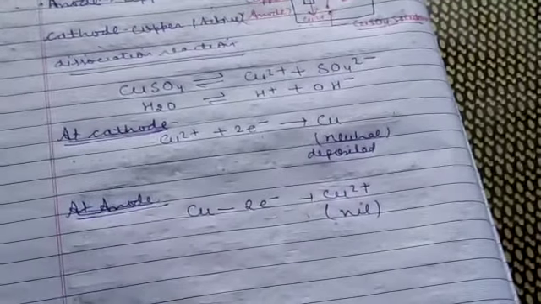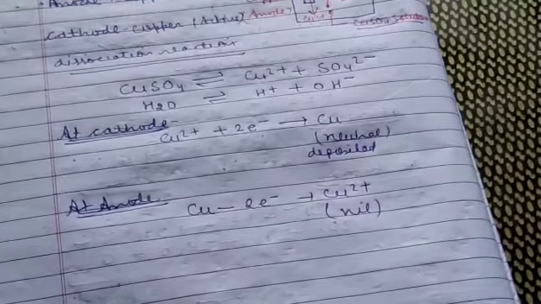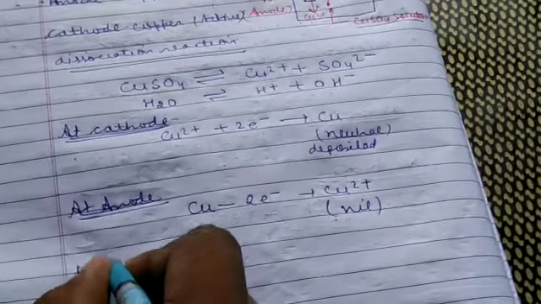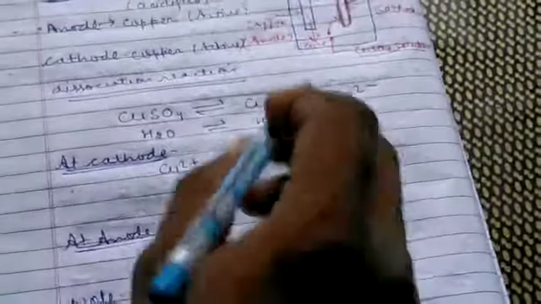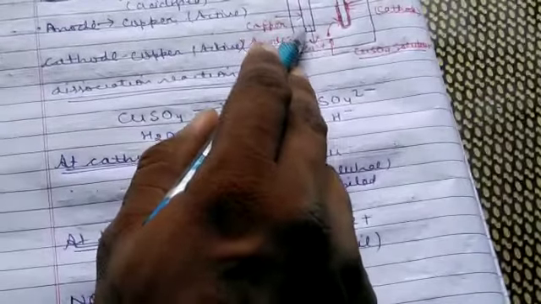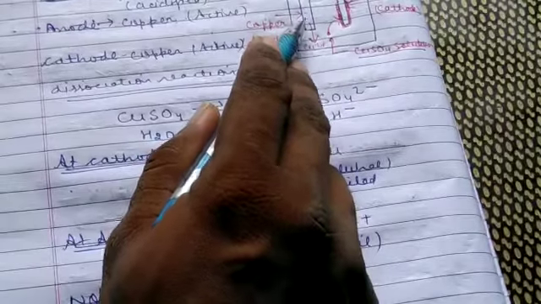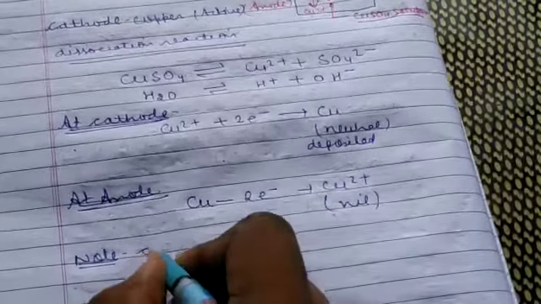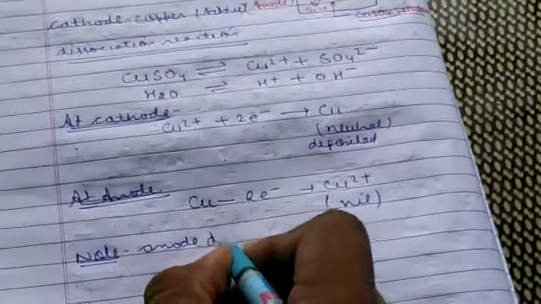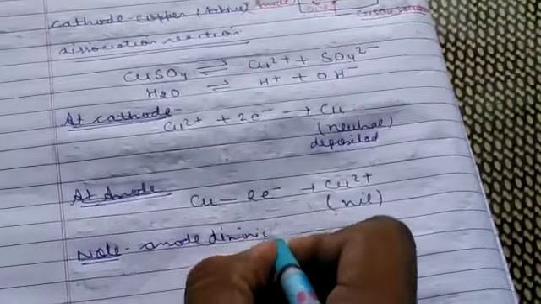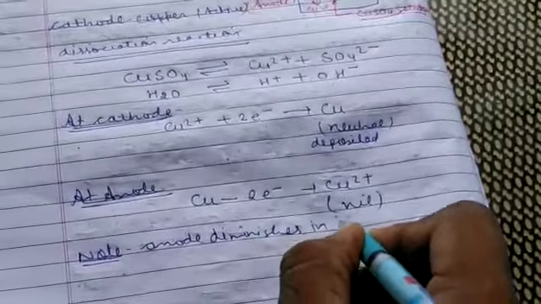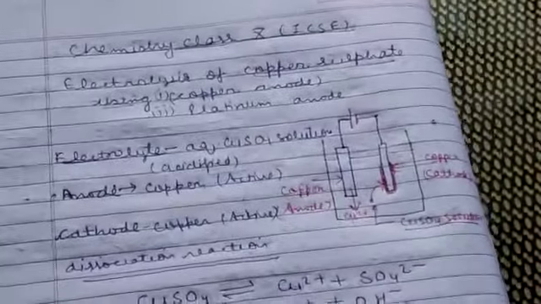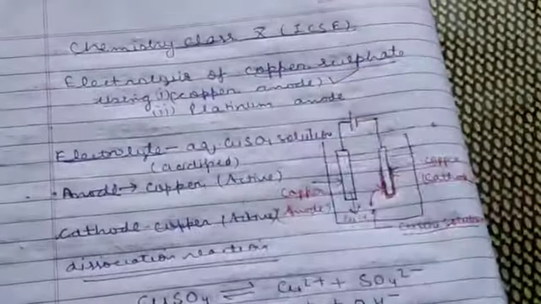One time a question came in the board examination: what happens to the mass of anode? Here I am giving you a note. As copper ion continuously emerges from the anode into the solution, the anode continuously decreases in mass. The note is that the anode diminishes in mass. In this way, electrolysis of copper sulfate while using copper anode is completed.